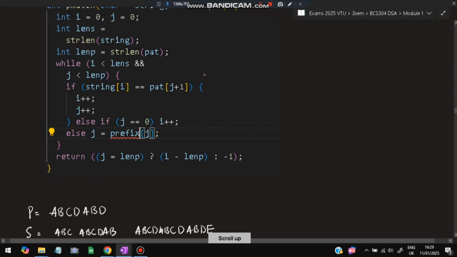So either of these things: first, if it is equal, then it is fine, keep on incrementing both i and j. If j is 0, means you have to increment i, there is no other choice, j cannot go back further. And if it is neither of those cases, wherever the prefix of j points, you have to go there.